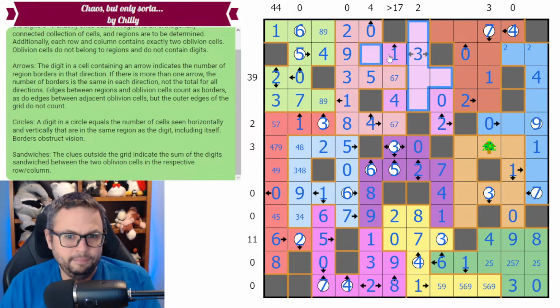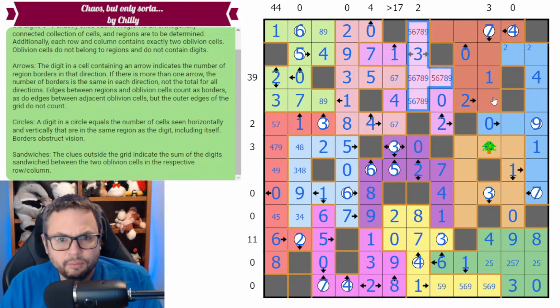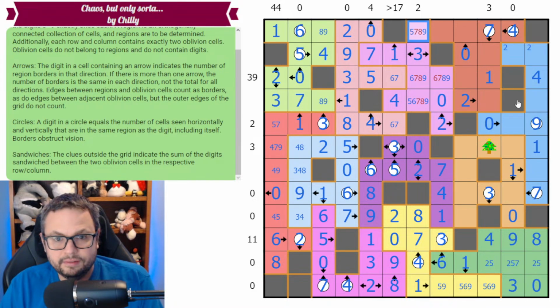What about this one? 0, 1, 2, 3, 4. So these are 5, 6, 7, 8, 9. So that's a 7. So let's see. So one of these has to be able to be a 5. Okay, so sorry. These are not 5. It's not 6, 7, or 8. Not 7 or 8. Not 6 or 7.